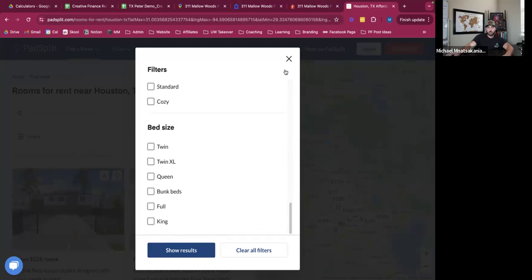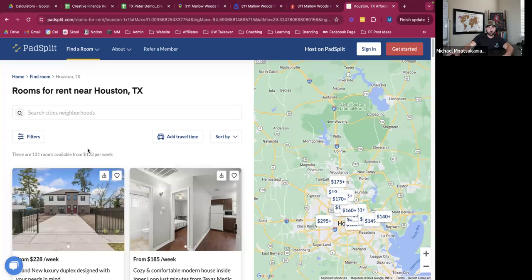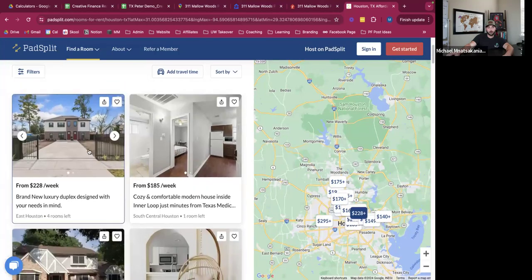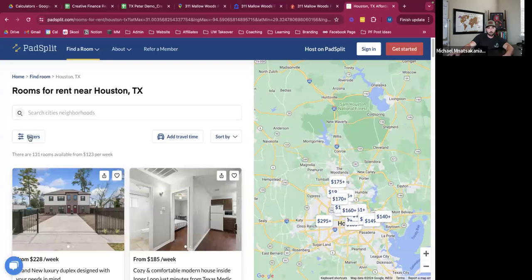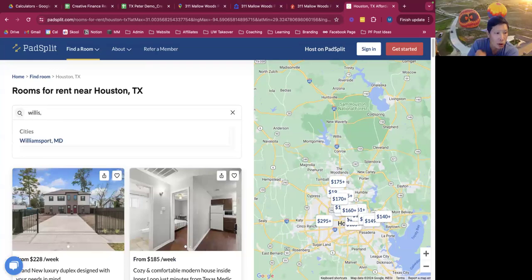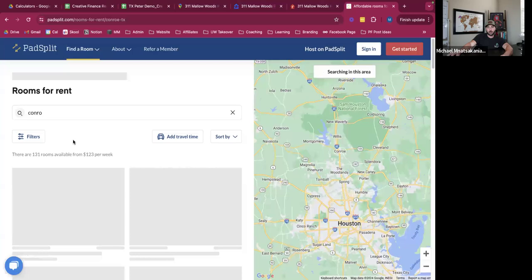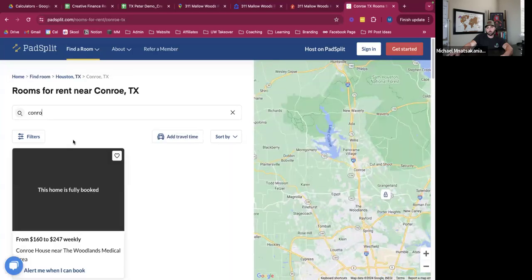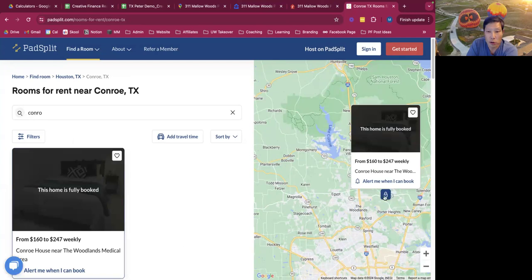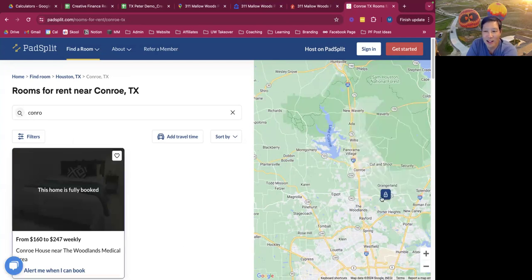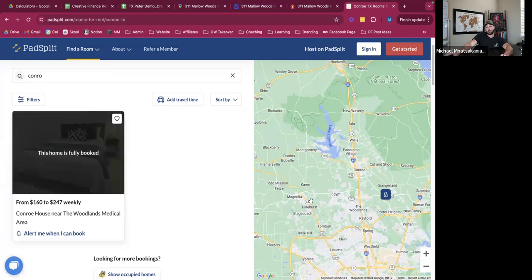I mean, there really are no filters. Sometimes you can say you're cool with it, even if it's not available right now. Let's see how I can do that. We can type in Willis, but it's not going to work. Yeah, see, it's not even one of theirs. We can type in Conroe. Doesn't mean you can't try to rent by the room yourself. There's one fully booked home out here. So it might be possible, and they're expanding, but you might just have to self-manage it until that's possible.